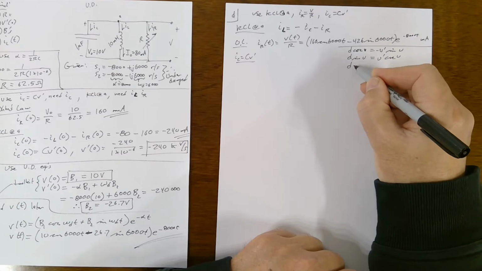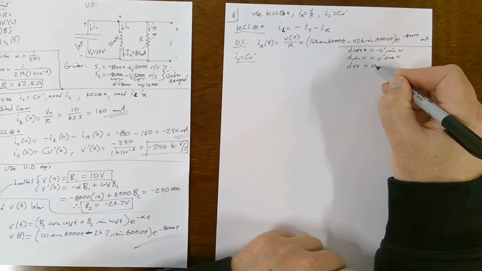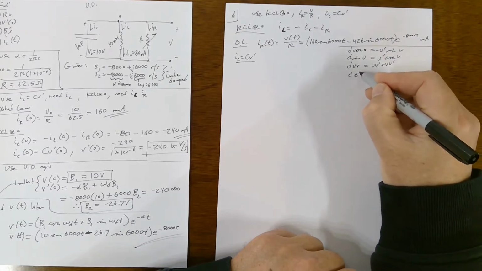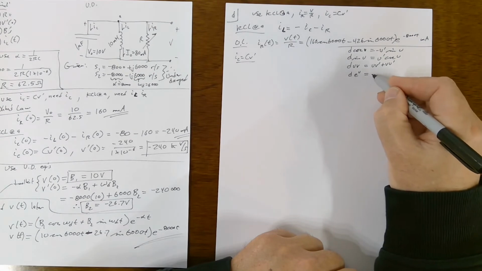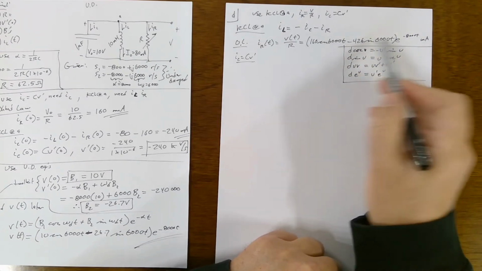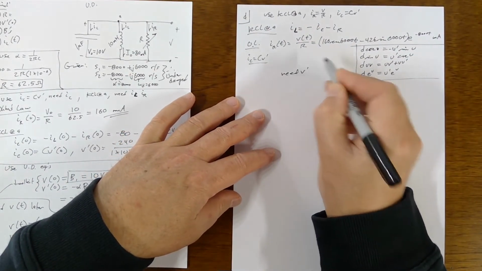The derivative of two functions of time, uv, is uv prime plus vu prime. And the derivative of e to the u, where u is a function of t, is u prime e to the u. So these are the rules that we're going to be using to do this. So we need v prime.